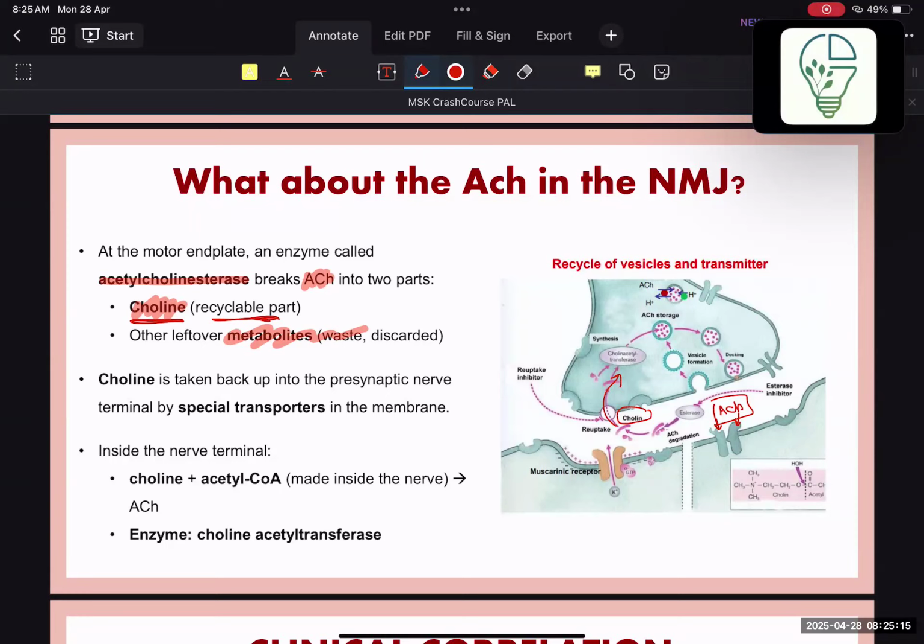going to be bound with newly formed acetyl coenzyme A through an enzyme called choline acetyltransferase, and it's going to make new acetylcholine. So again, what's important to note is that choline is recycled, acetyl coenzyme A is not recycled. The acetylcholine esterase is found floating in the synaptic cleft, and the choline acetyltransferase is found inside the presynaptic terminal, and it helps combine choline and acetyl coenzyme A.